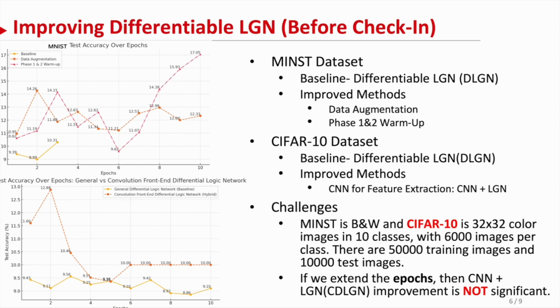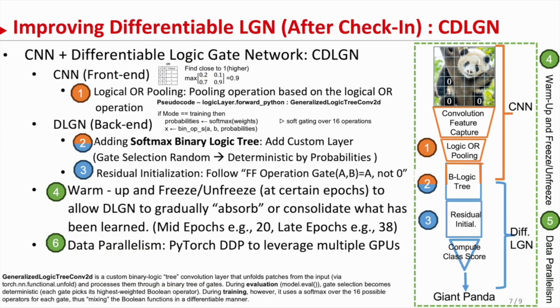So for my personal work, I did more detail on how to do the CD LGN, which is a convolution front end on the differentiable logic gate network. So these are the improvements I have. The first improvement is using logic OR pooling instead of the original pooling in the CNN.